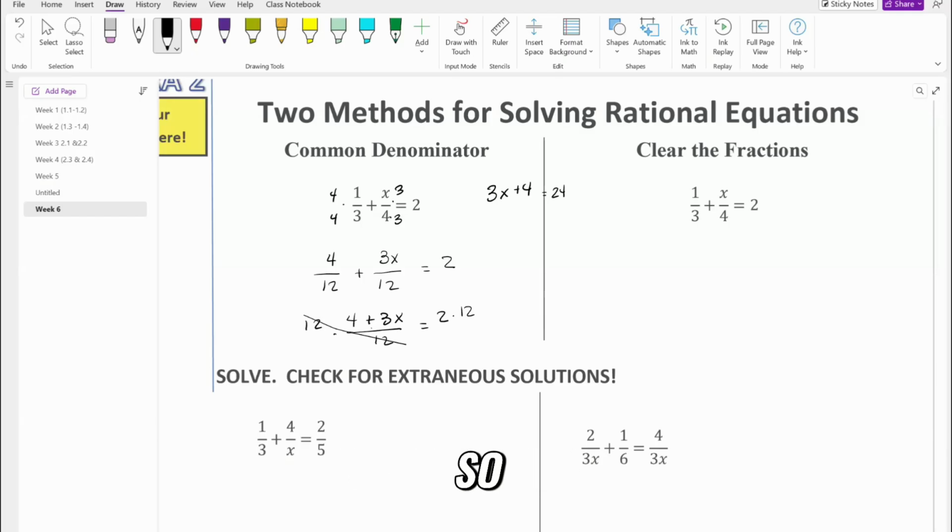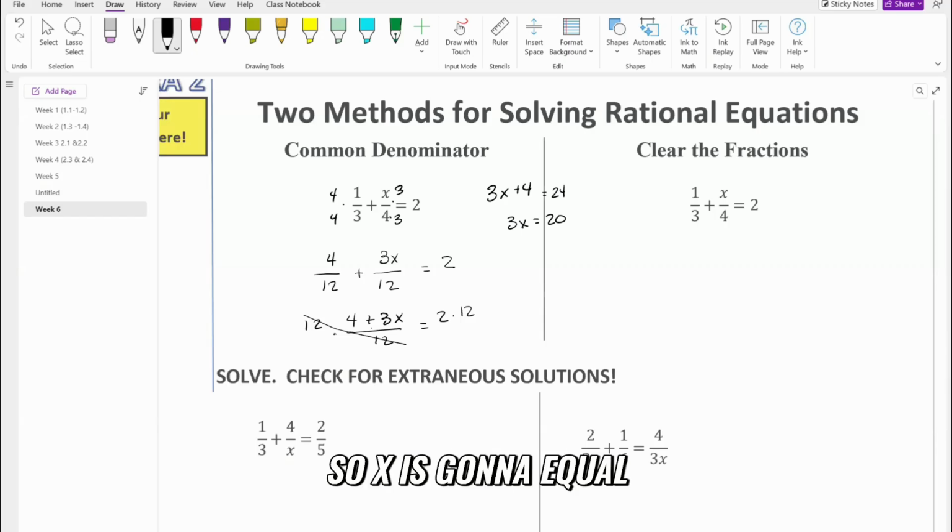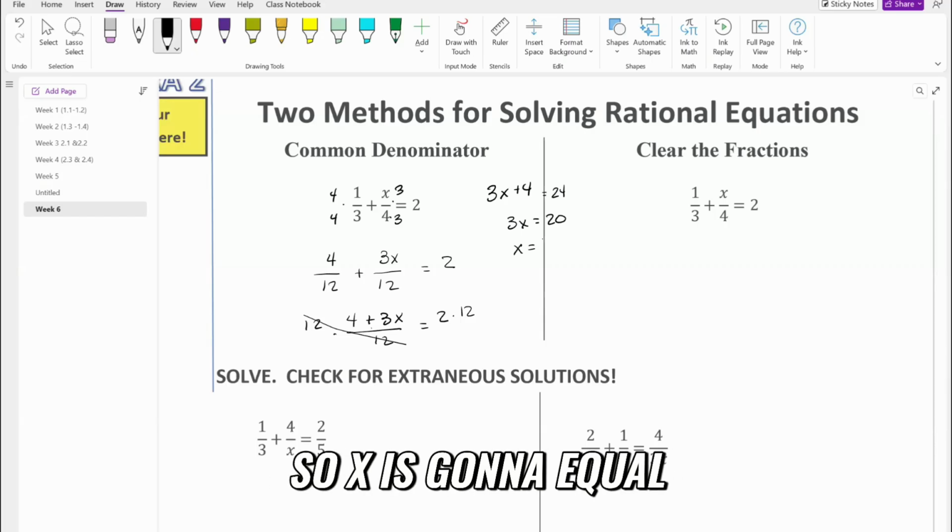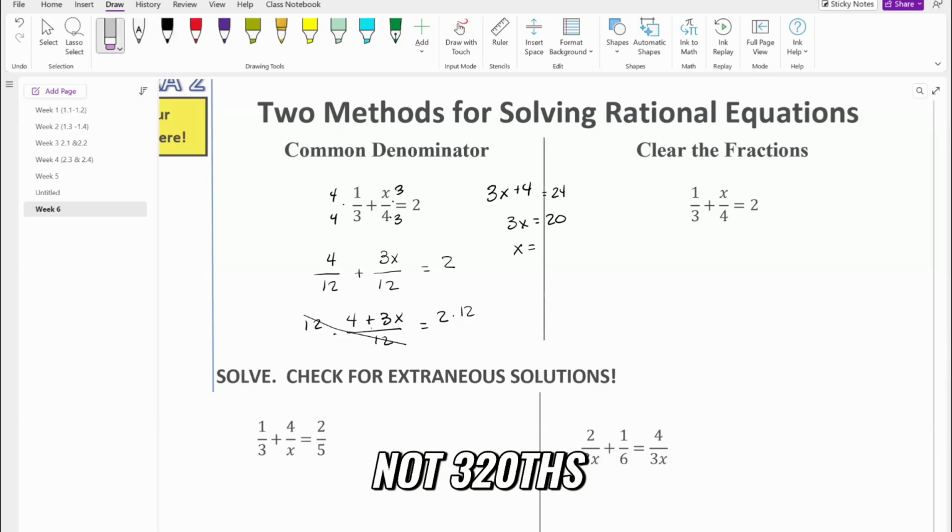3x plus 4. So 3x equals 20. So x is going to equal not 3/20, but 20/3.